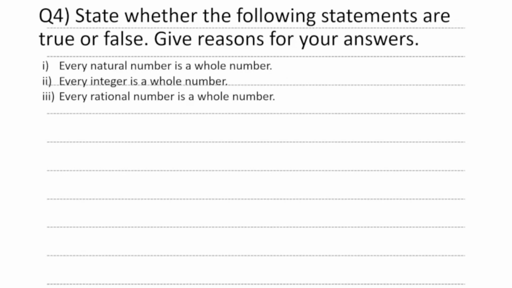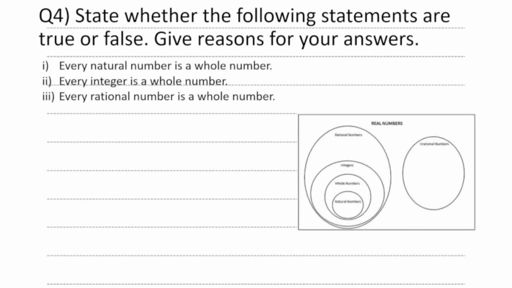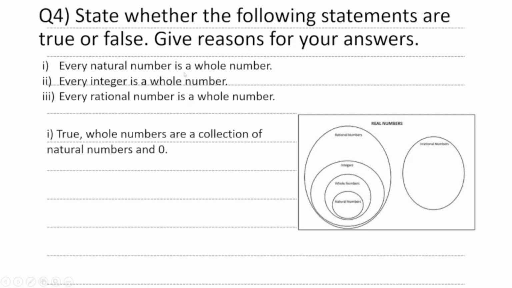Question number 4. State whether the following statements are true or false. Give reasons for your answer. So the first part is every natural number is a whole number. So for this question, I would like you all to refer to this Venn diagram of real numbers, which shows rational numbers and irrational numbers. So if we look at the first part, which says every natural number is a whole number, we will look at this Venn diagram. As you can see, the collection of natural numbers lies inside whole numbers. So this statement would be true. Whole numbers are a collection of natural numbers and 0.